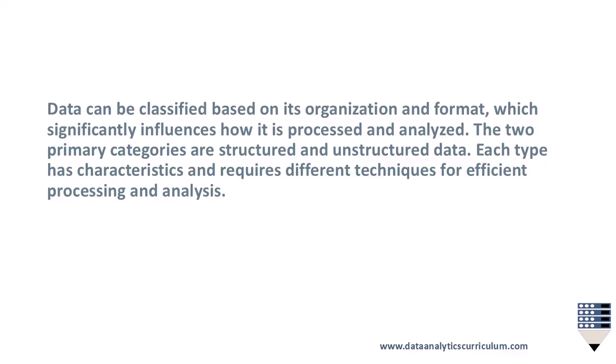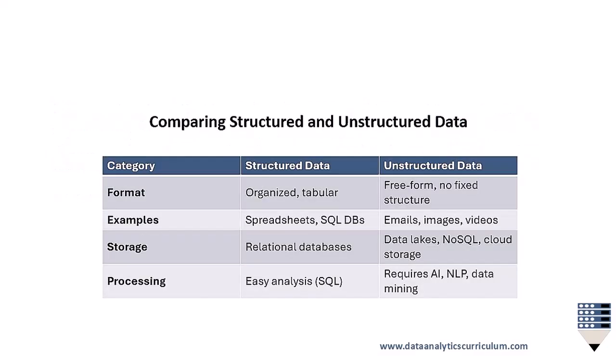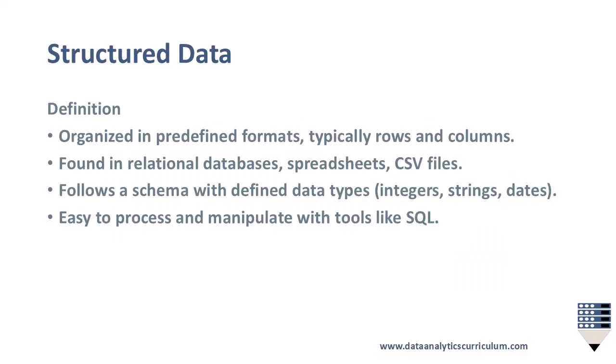Overview: Data organization and format. Data can be classified based on how it's organized and formatted, and this classification greatly affects how it's processed and analyzed. There are two main types of data structures: structured and unstructured. Each one has its own characteristics and requires different techniques for storing, managing, and analyzing data effectively.